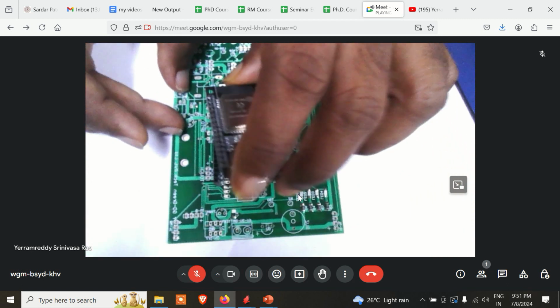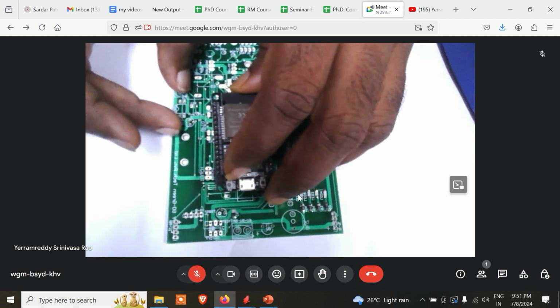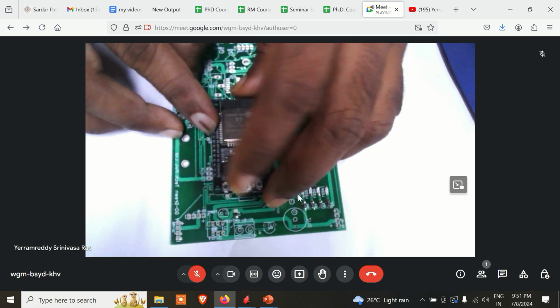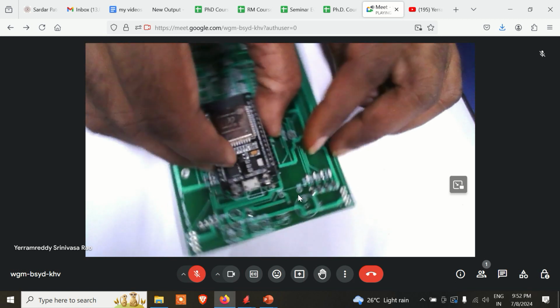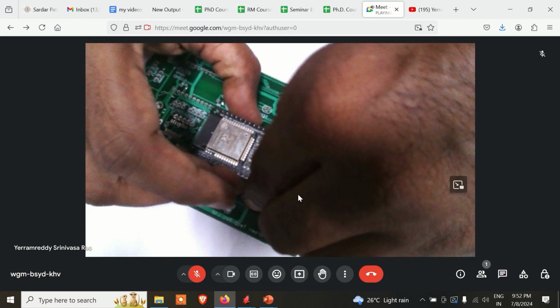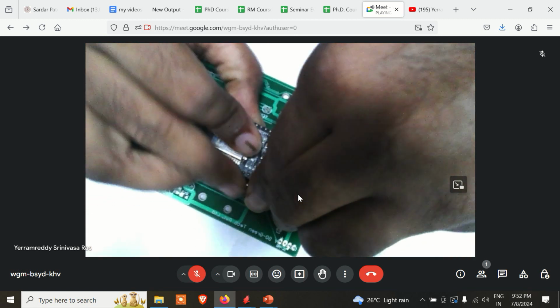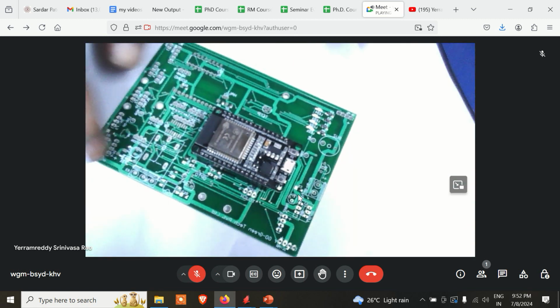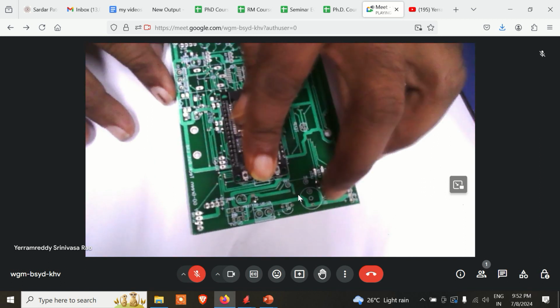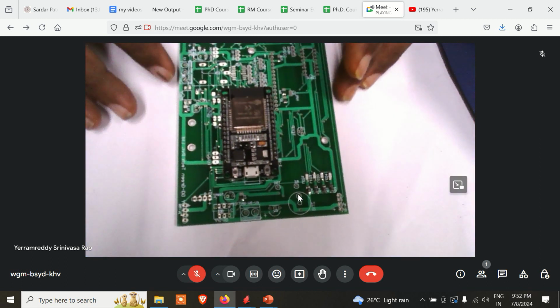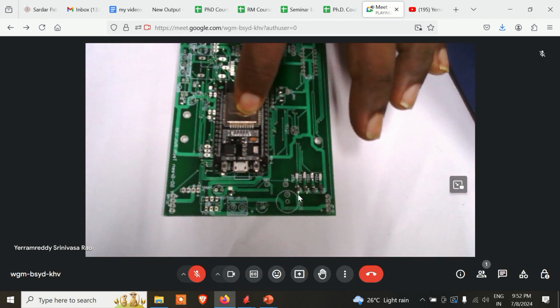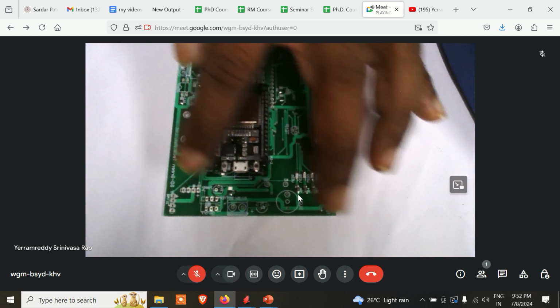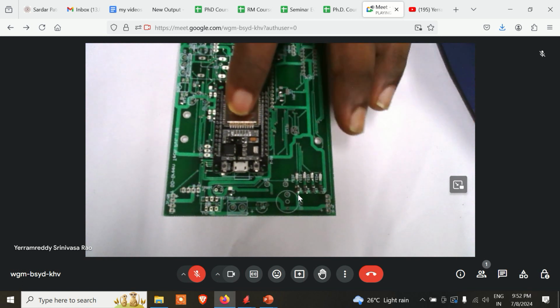This side the USB connector should come. Make sure pin to pin is matching on both sides. If required, you can slightly bend the Burg strip without much force and press it. That's it. So that completes, at least, the microcontroller mounted on the PCB which we have designed.